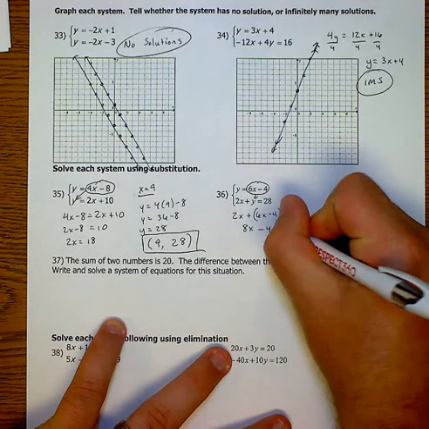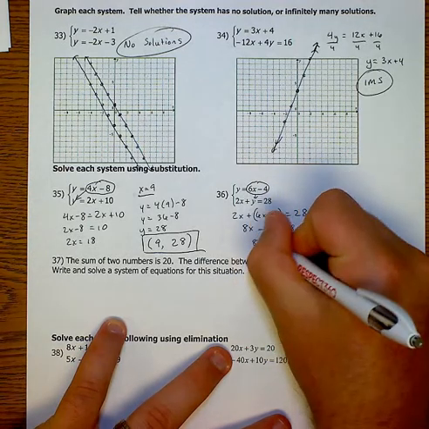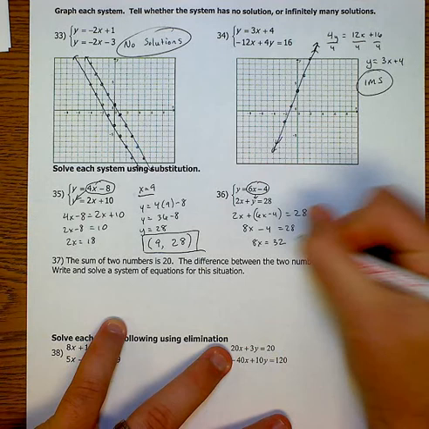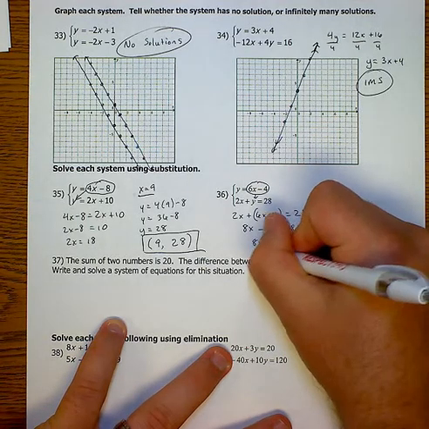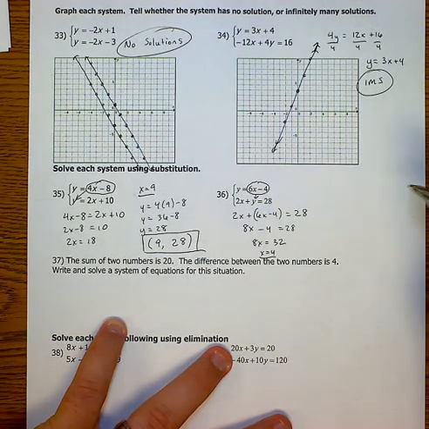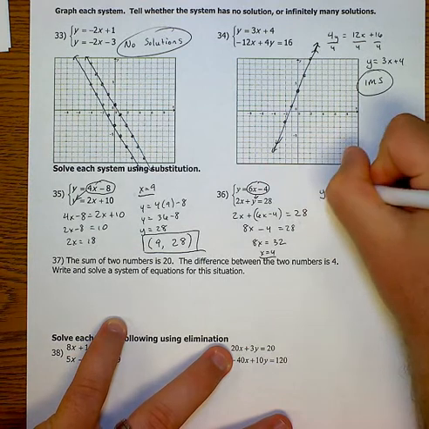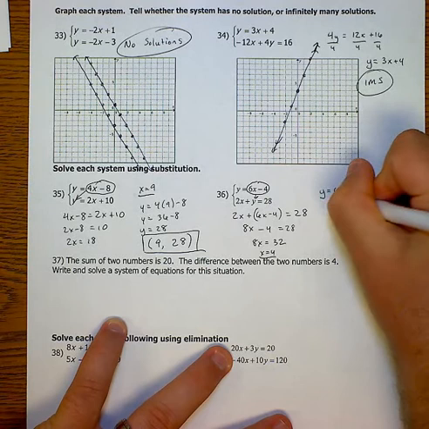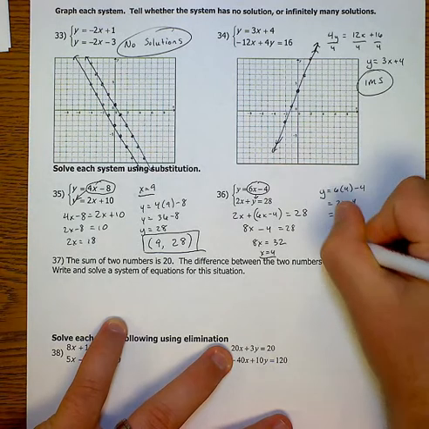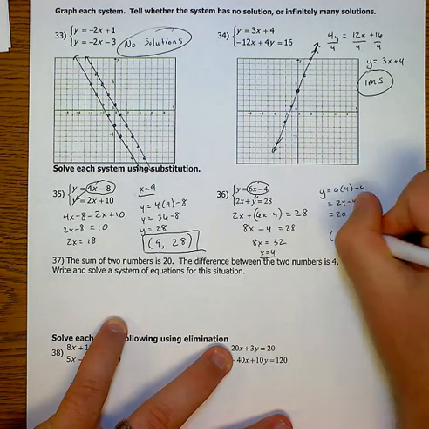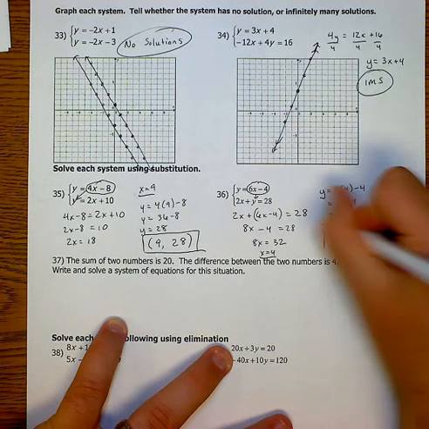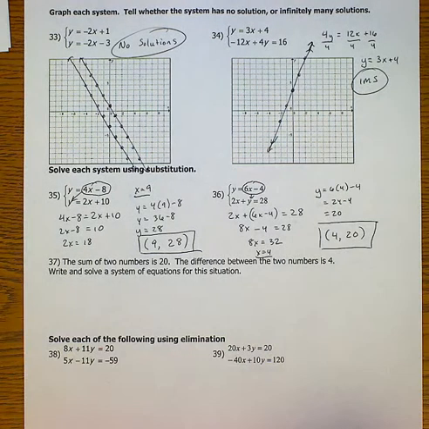2x plus 6x, that makes 8x minus 4 equals 28. Add 4, you get 8x equals 32. Divide by 8, you get x equals 4. You still have to go back and get y though. So y equals 6 times 4 minus 4, which is 24 minus 4, which is 20. So my answer is 4, 20. Again, that's where those lines would cross if I were to graph them.